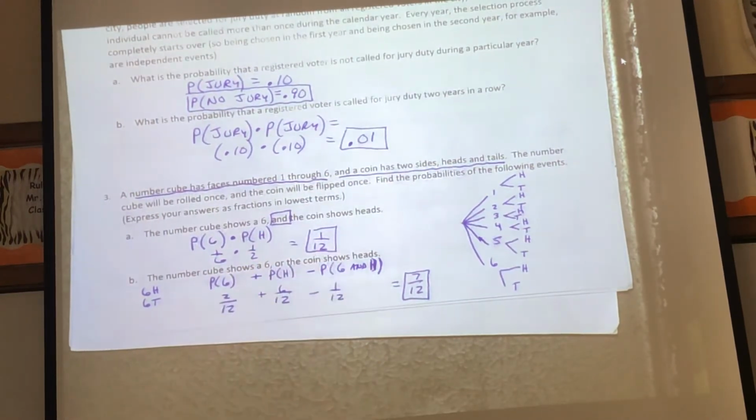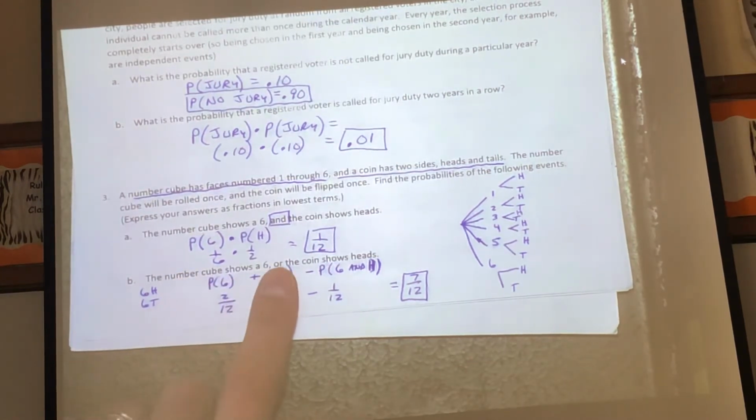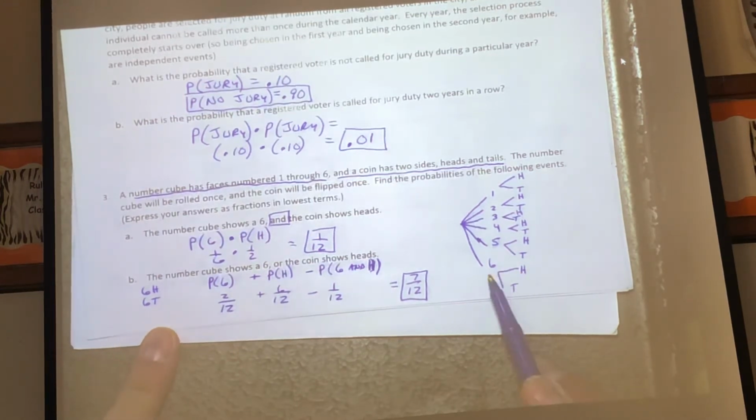We multiply those, you get 1/12. Now, if you take a look at B, I did this using the addition rule. So we have the number cube shows a 6. So the possibility of showing a 6, you could have 6 in heads, 6 in tails. So I have 2 out of possible 12.